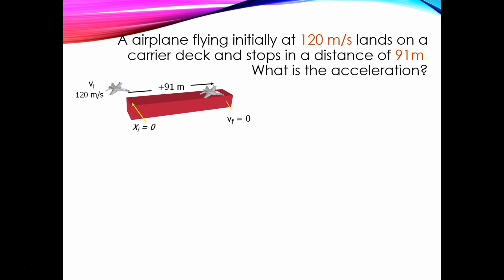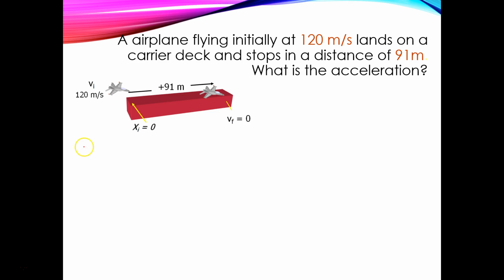Our second problem. An airplane is flying initially at 120 meters per second, lands on a carrier deck, and stops in a distance of 91 meters. What is the acceleration? Once again, we have a beautifully labeled picture. Your picture does not have to be this creative or this detailed. You could just draw dots for your airplane.